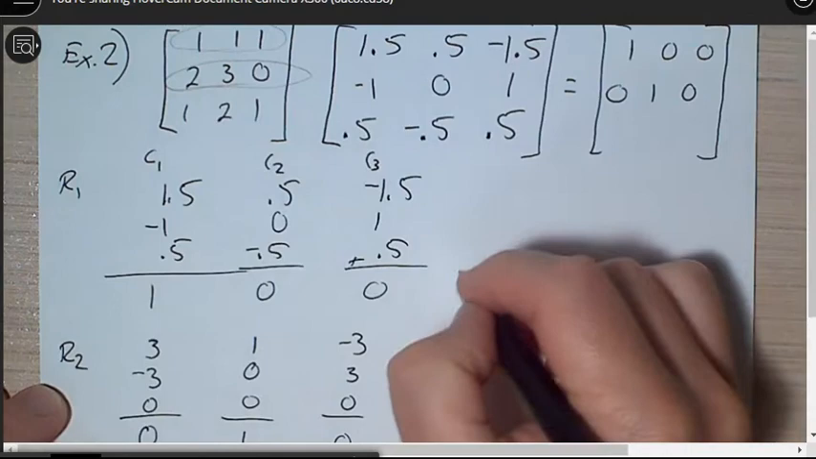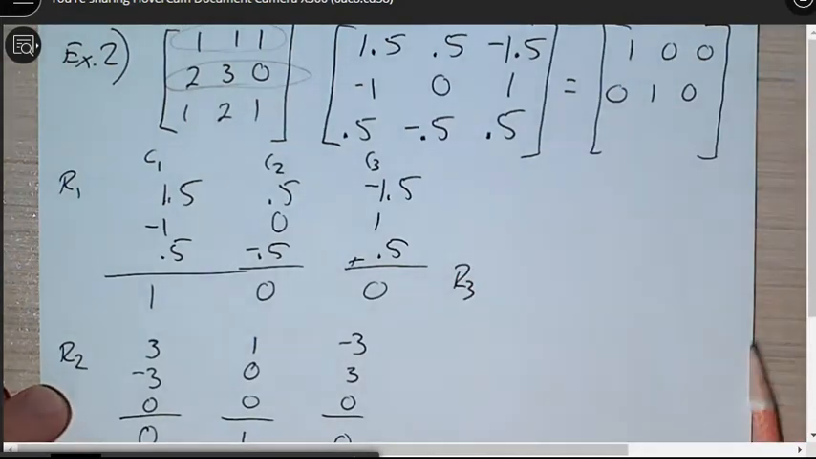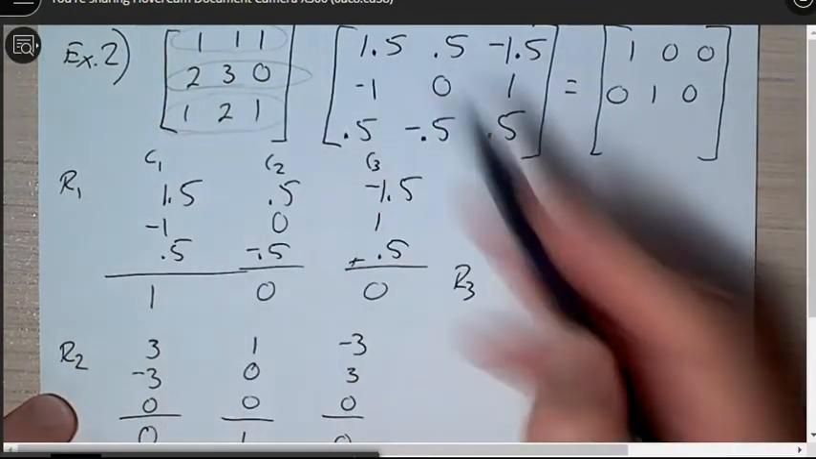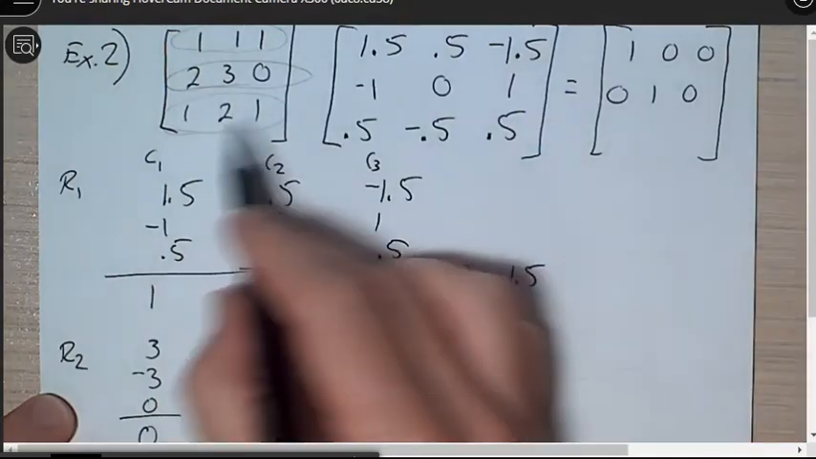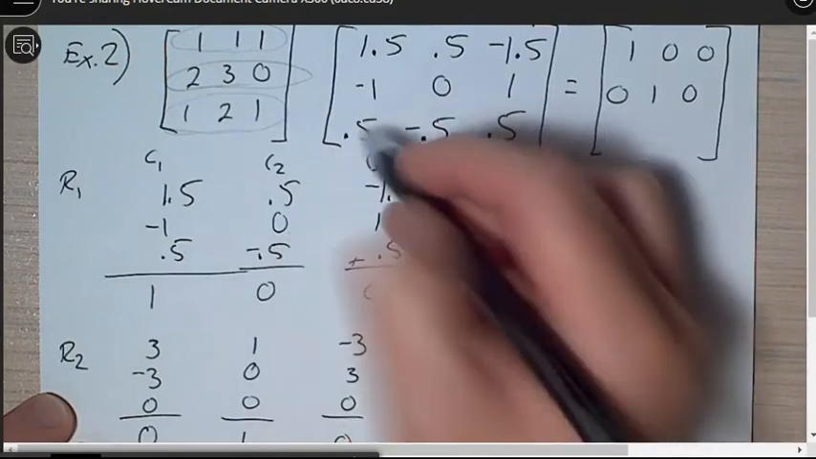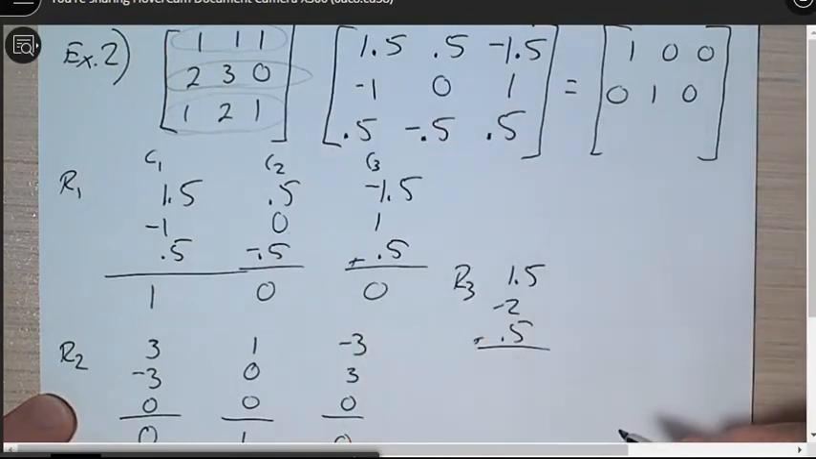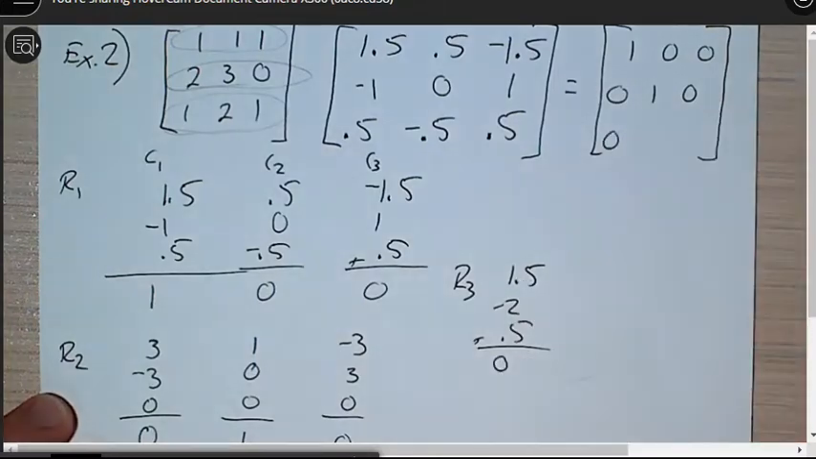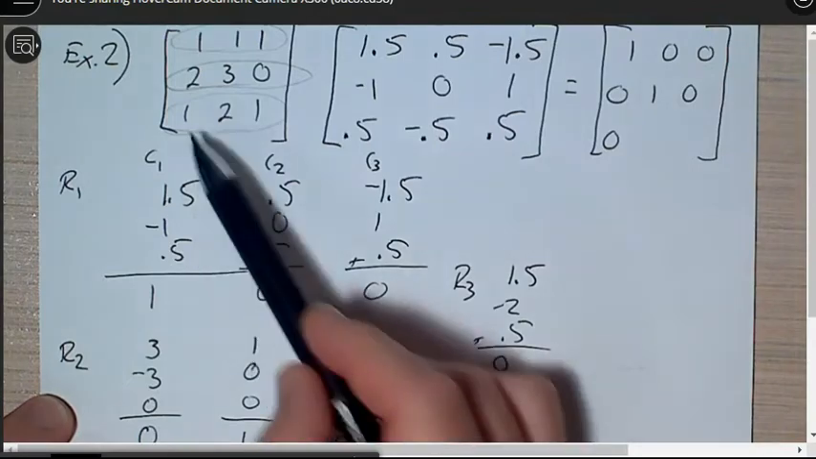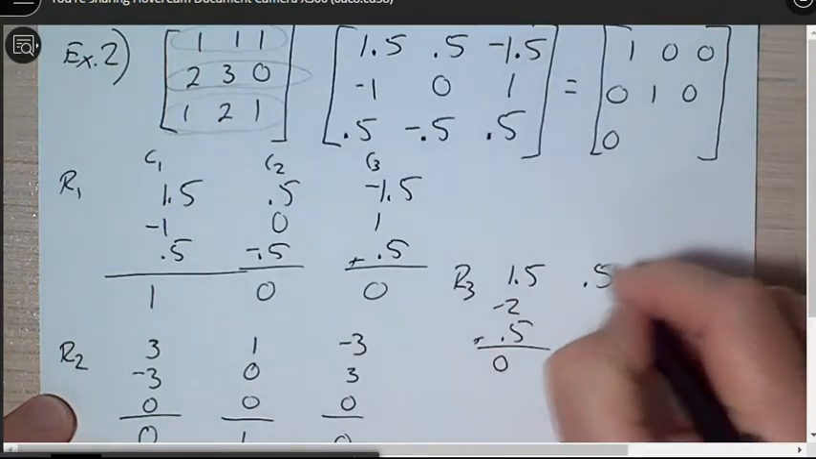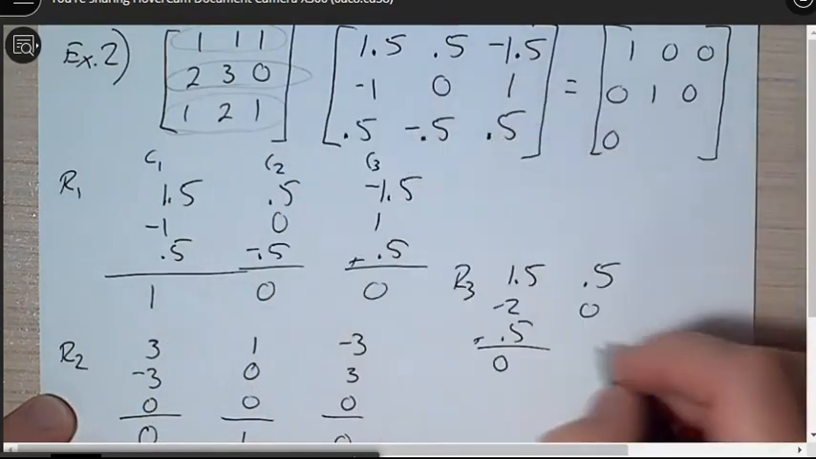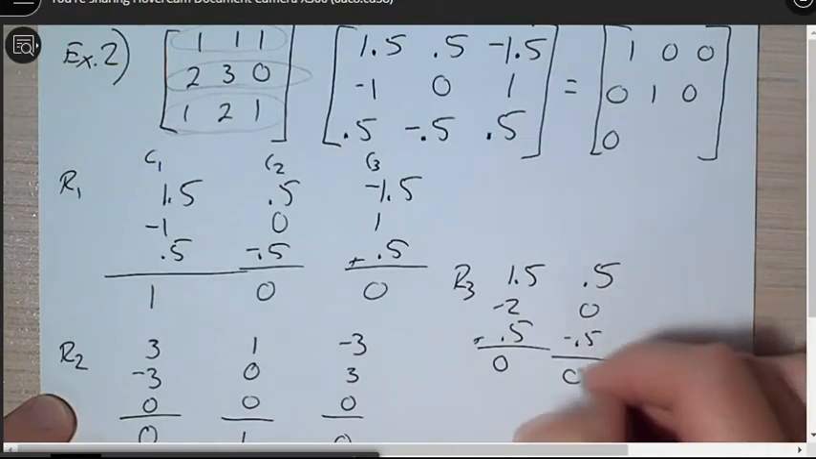All right, and then just so we can kind of get it here, we're going to do row 3, do it the same way. So it is 1 times 1.5, 2 times negative 1, and then 1 times 0.5. So 1.5 plus 0.5 is 2. 2 minus 2 is 0. So that's everything in row 3 to start with. All right, for column 2, it's 1 times 0.5, which is 0.5. It's 2 times 0, which is 0. And then 1 times negative 0.5, which is negative 0.5. Put that together, that's also 0.